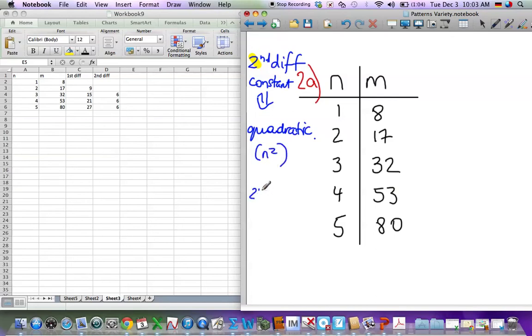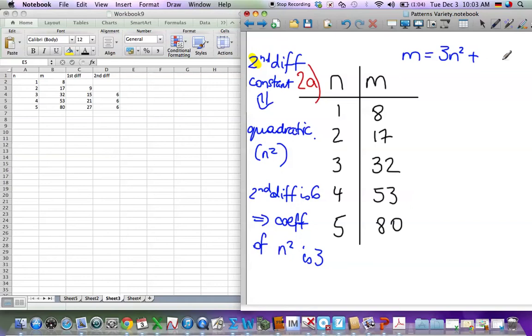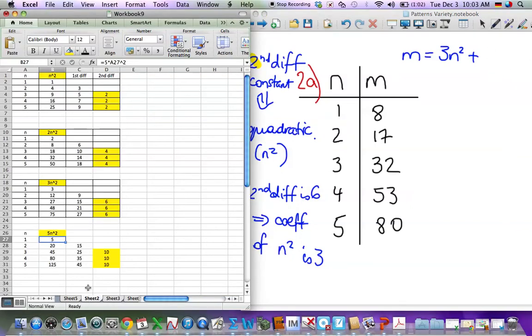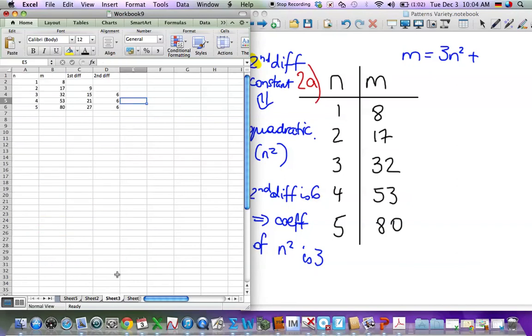And the fact that the second differences are 6 means that the coefficient of n squared is half of that, which is 3. So I know that my formula is m equals 3n squared. But it will also involve another pattern, now a few more terms. It's not just 3n squared, because 3n squared looks like this, and those are not the numbers I have here.